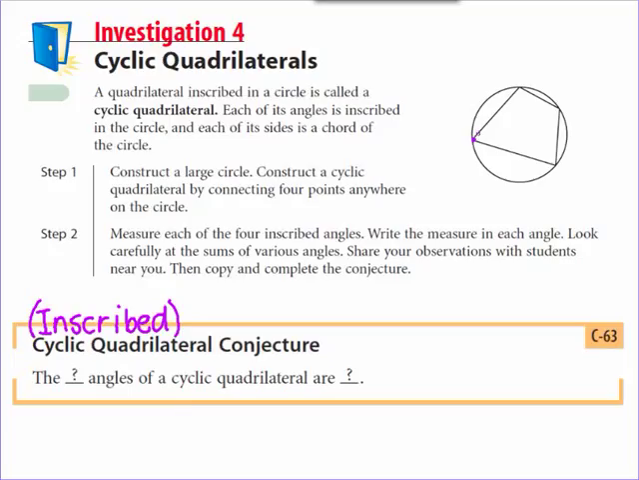So here are my four vertices. Real quick, we're going to look at the opposite angles. I'm going to start by looking at this angle here and this angle here.